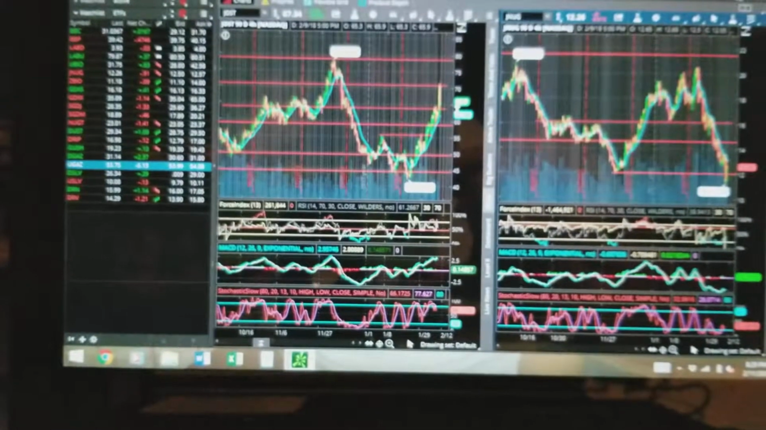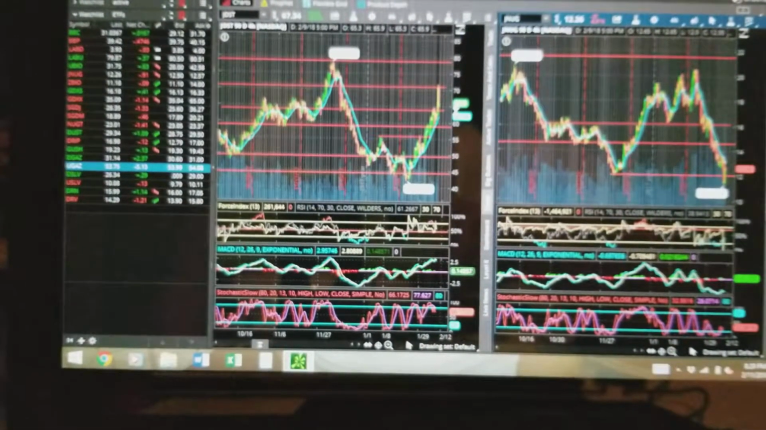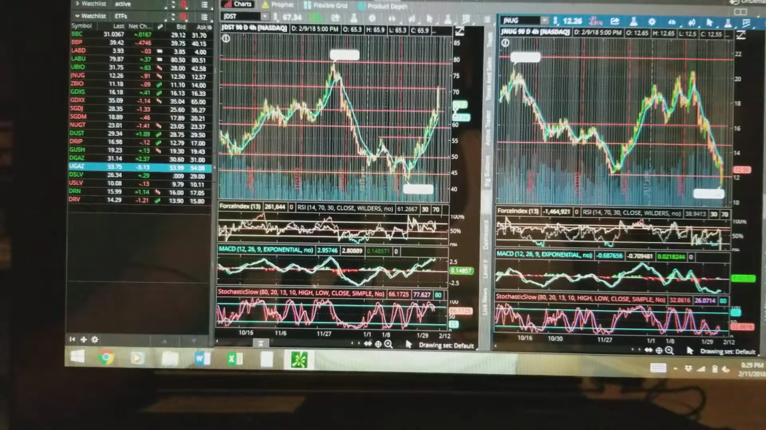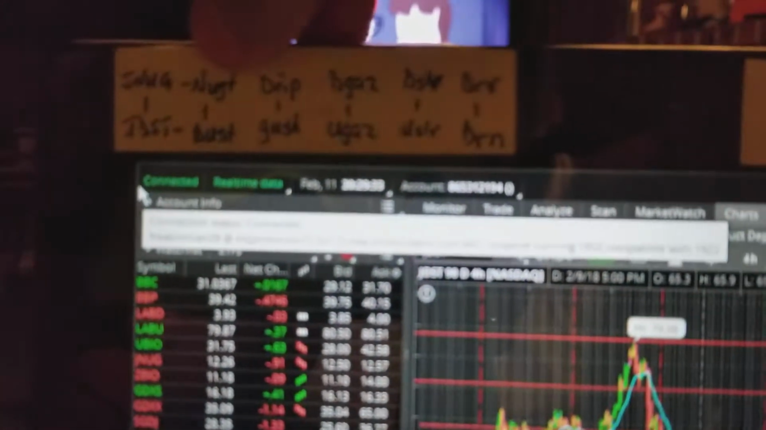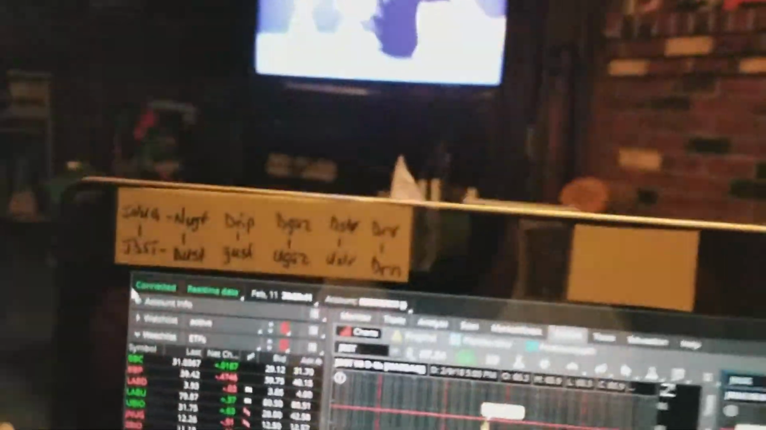So that's what I've been looking at. See if we can get this thing to focus again. That's what I've been looking at here. And if you look at this thing, JNUG and Nugget mirror each other, or they kind of go hand in hand with each other. So if JNUG is going up, Nugget's going up. JDST is going up, Dust is going up, and I'll show you that as well.